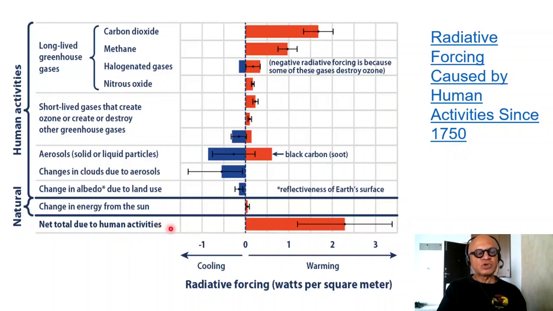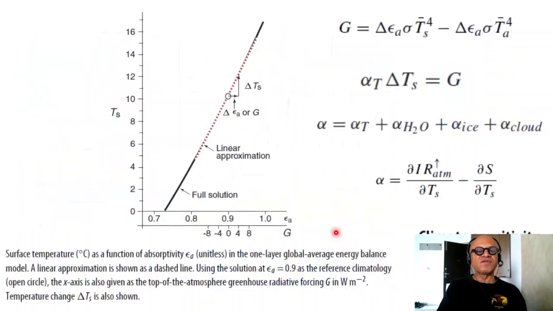The net due to human activities then is a solid positive number. This is from 2019, so that's at around 2.5 watts per meter squared with some uncertainty around it. So this is what we have to worry about. Which brings us back to climate sensitivity.